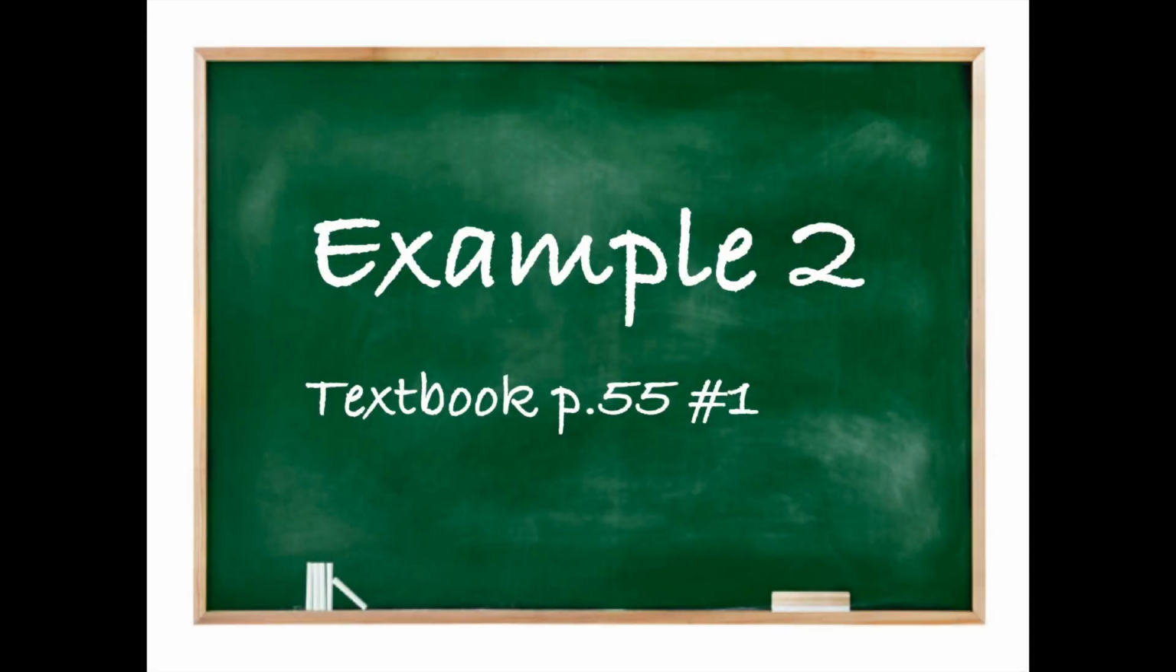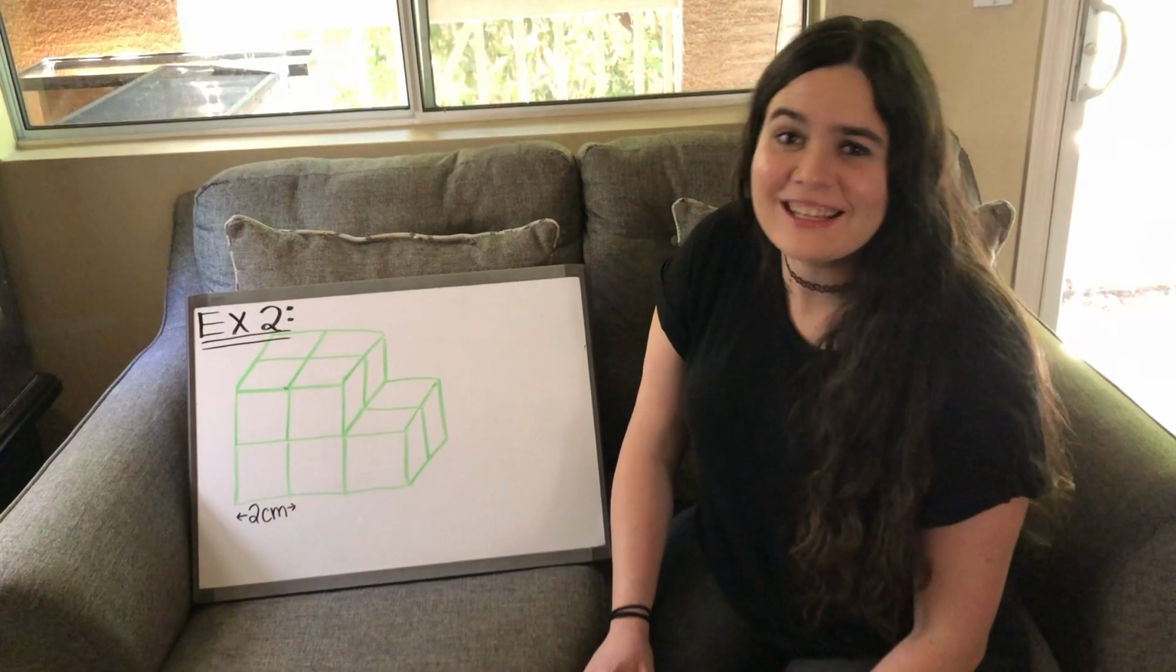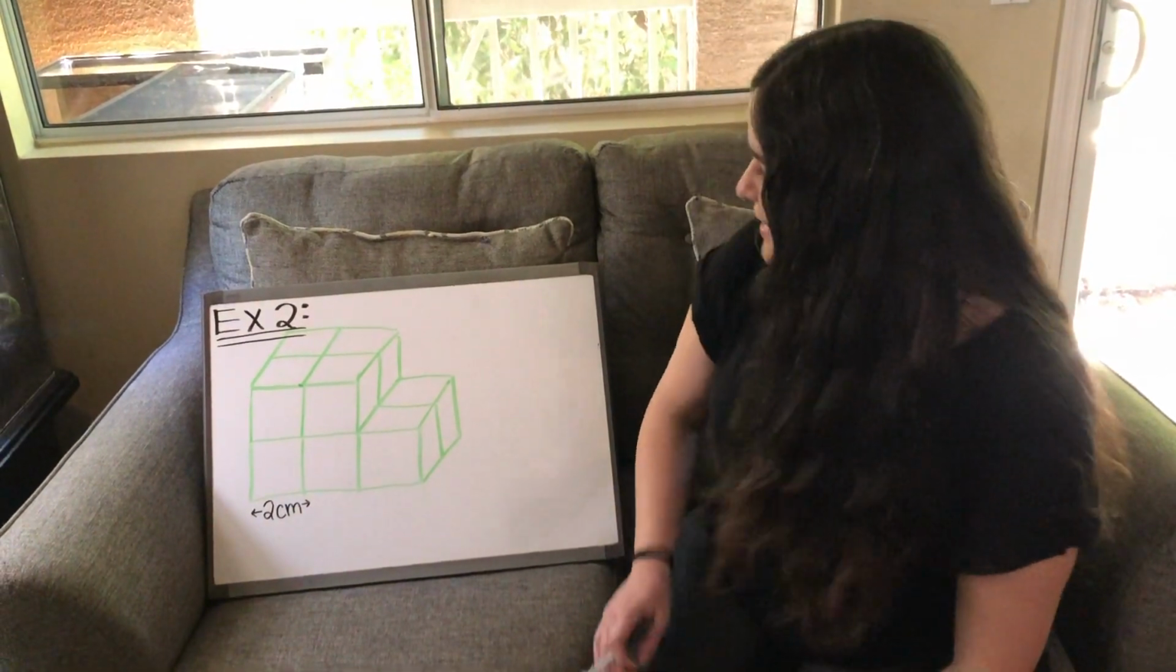Example 2, textbook page 55, number 1. This figure shows a solid consisting of 10 cubes of edge 2 centimeters. Find its volume. Let's go ahead and find the volume of this solid.